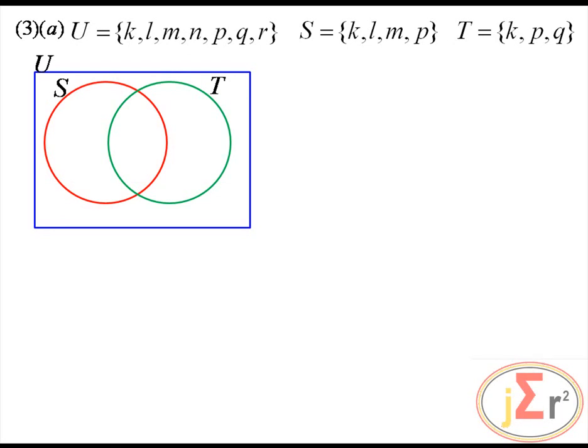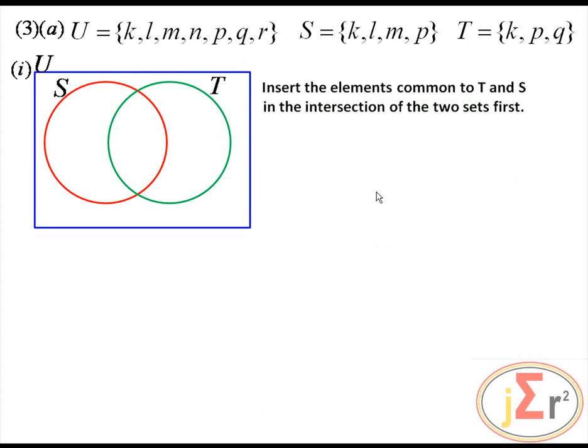Here we have a universal set U equals the set of letters K, L, M, N, P, Q, and R. That universal set has 2 subsets, S and T. We are going to place those elements in this Venn diagram appropriately, and we will begin by inserting the elements that are common to T and S. So those that are common to T and S will go first.